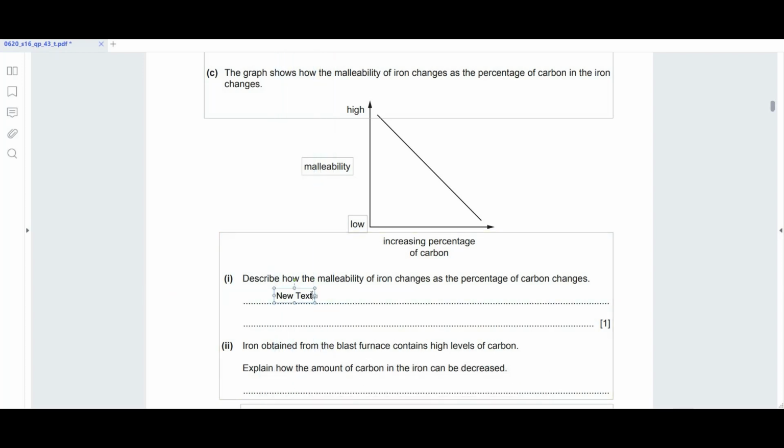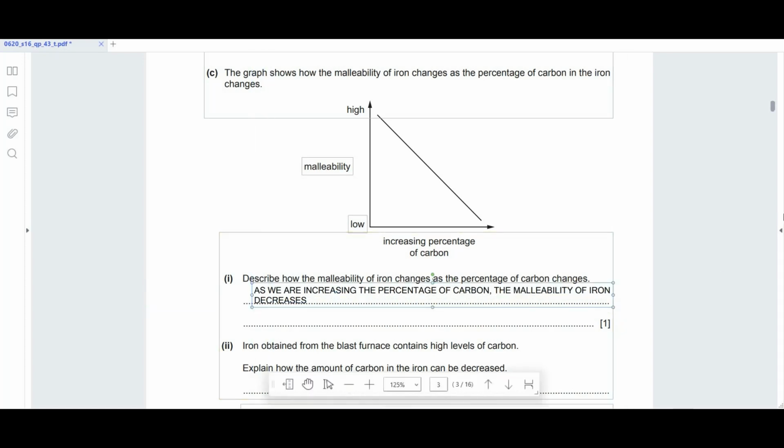But firstly we need to mention the x-axis. So as we are increasing the percentage of carbon, the malleability of iron decreases.